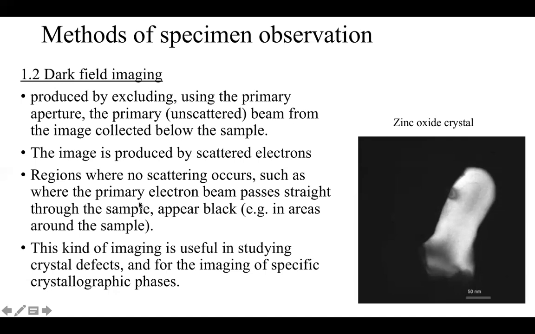Regions where no scattering occurs, such as where the primary electron beam passes straight through the sample, appear black.